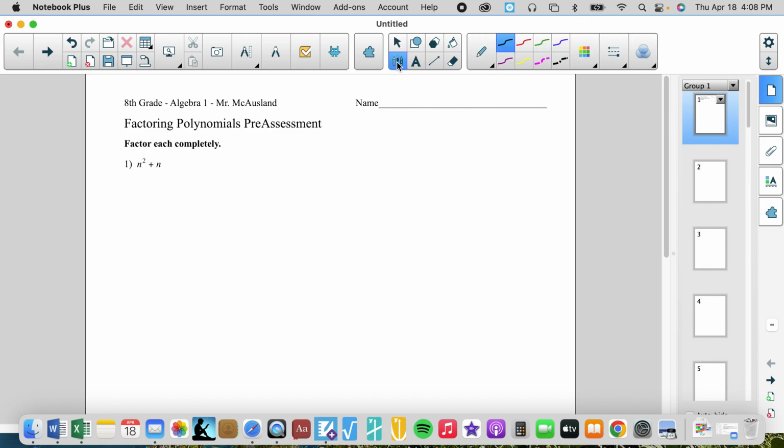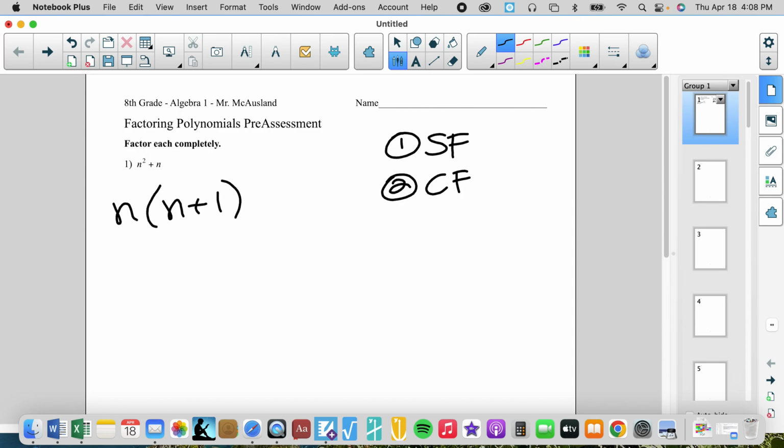So we always start off with this hierarchy. Is the expression in standard form? In this case it is. n squared is going to come before n. The next thing, is there a common factor? Yeah, there is a common factor here. We have an n that we can factor out, and then we are done in this case because we cannot factor n plus 1 any further.